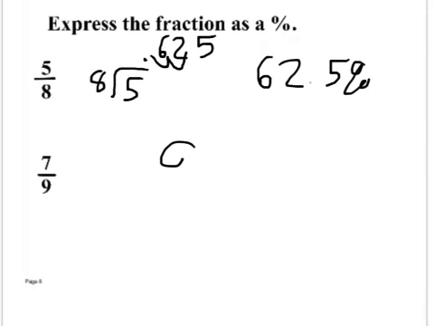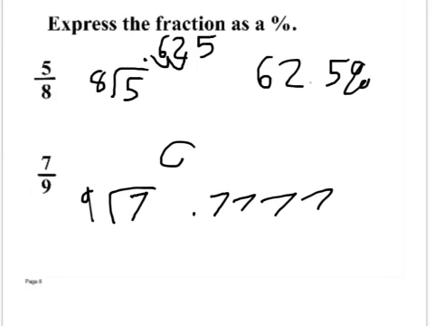So 7 over 9. What am I going to do? Divide 7 by 9. Yeah. If you remember, anything written over 9 is what? It's a repeating decimal. 0.7777, right? So we times it by 100. We move it 2 decimal places. So 0.7777, we can write it as 77.8%.